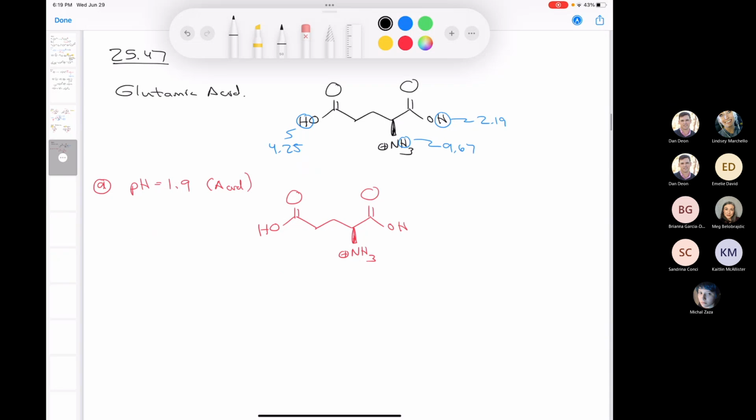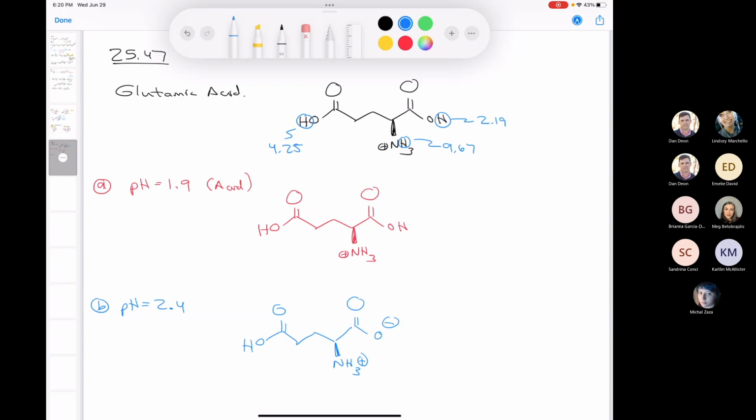Next, it asks us to draw the structure at a pH equal to 2.4. Well, now we're at a pH that's higher than this, right? It's more basic than 2.19. That means that that proton is going to be removed because we're in a more basic environment. And so it's going to look like this, where I have the carboxylate here. We're in a more acidic environment than the pK of this proton, and we're in a more acidic environment than the pK of this proton. Give me a thumbs up if you follow me on that.